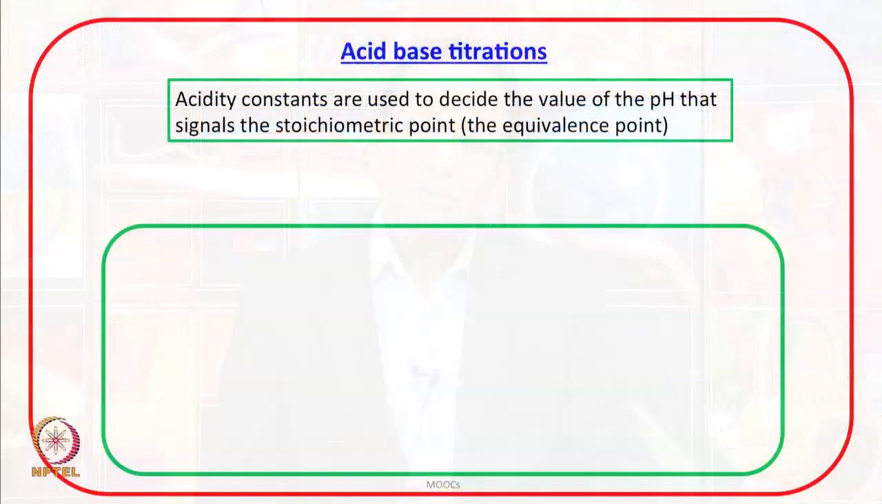Acidity constants we have discussed in our earlier lectures, what is acidity constant and how to write an expression for the acidity constant. Acidity constants are very useful in deciding the value of the pH that signals the stoichiometric point. In an acid base titration, stoichiometric point is also called equivalence point.